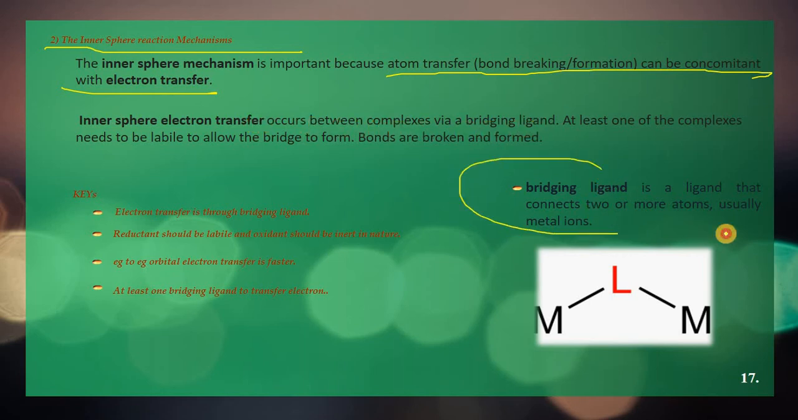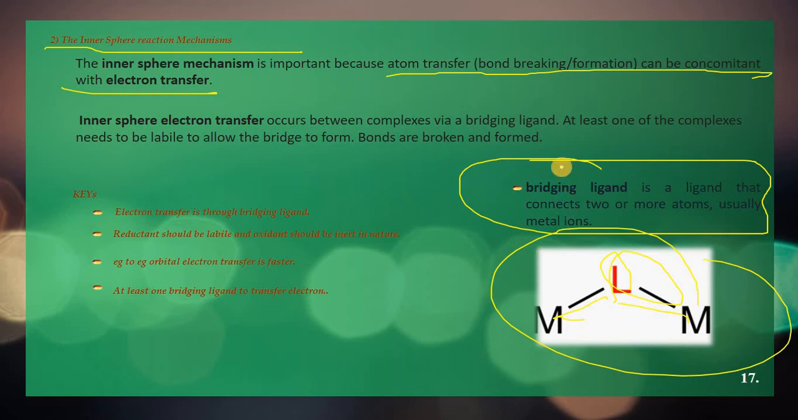And what's the meaning of bridging ligand? A bridging ligand is a ligand that connects two or more atoms, usually metal ions. So this is a bridging ligand. You see, it tends to connect these two together. So I illustrated this bridging ligand. At least one of the complexes needs to be labile to allow the bridge to form. Bonds are broken and formed.